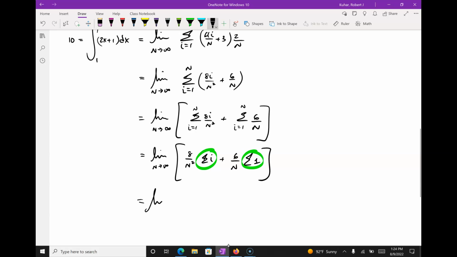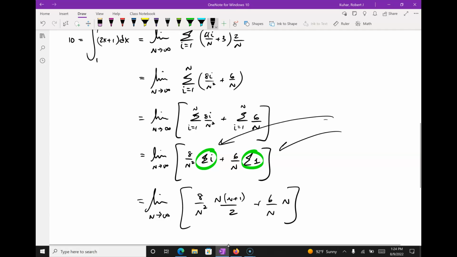So this is the limit as n goes to infinity of 8 over n squared times n times n plus 1 all over 2, plus 6 over n times n. Right? The sum of i I gave you, the sum of 1 I gave you.